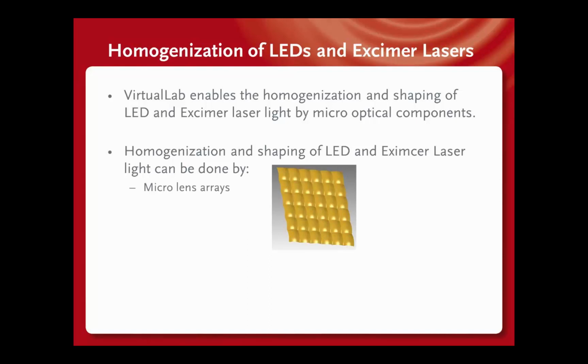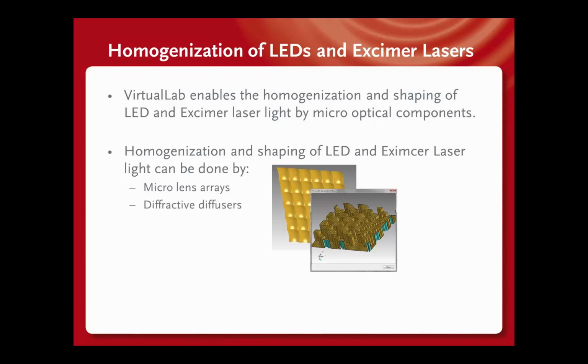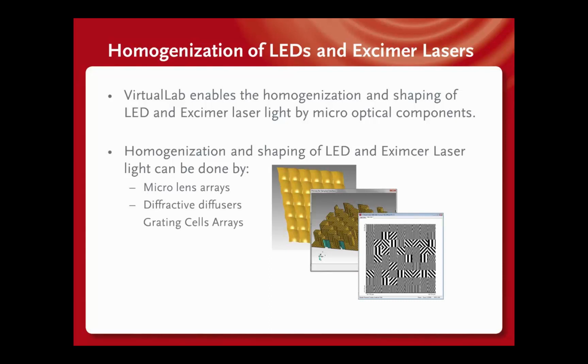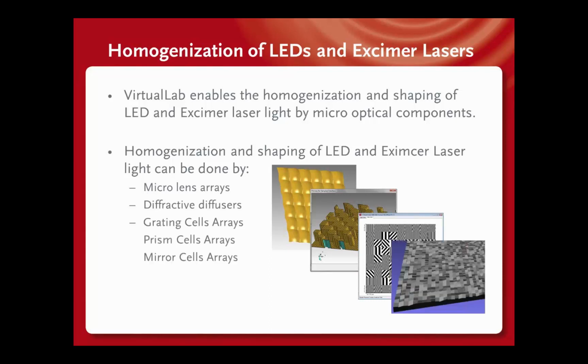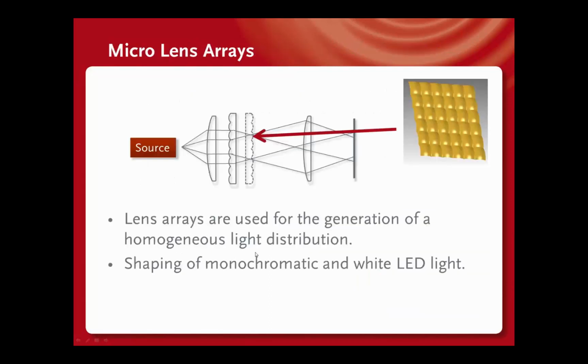We can use microlens arrays for homogenization. We can use diffractive diffuser elements, and diffractive diffusers are sometimes also called kinoforms or computer-generated holograms or faceplates. And we are able to use cell arrays of gratings, prisms, and mirrors. So we call this grating cell arrays, prism cell arrays, mirror cell arrays. Let's start with microlens arrays.